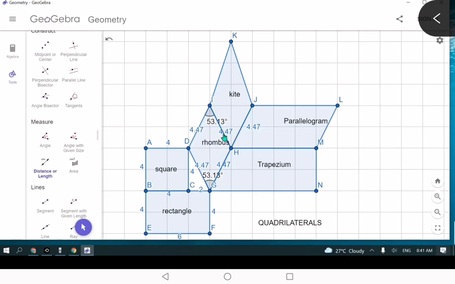Okay, 4.47. This one is different, 6.32. This one is different, but the same as this one, 6.32. Agree or not?